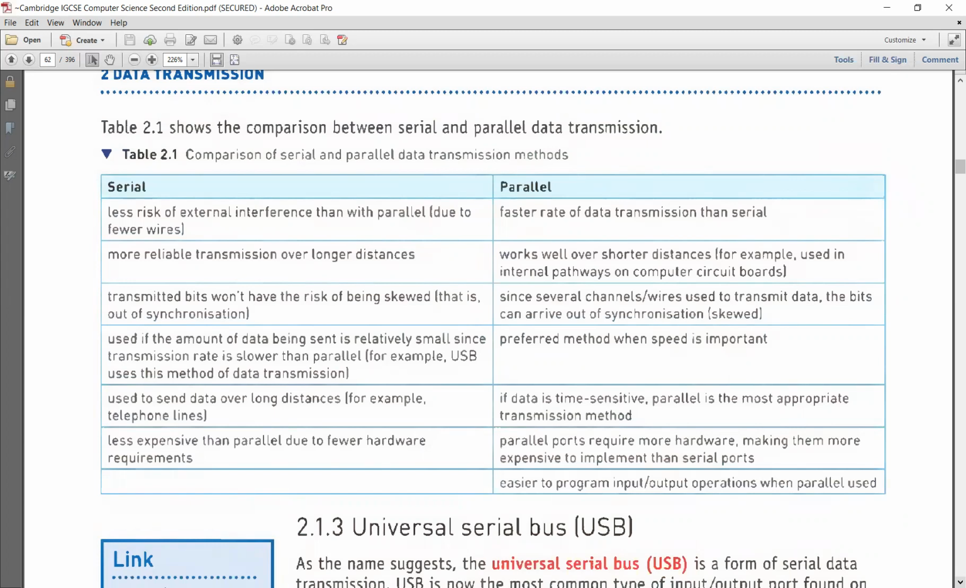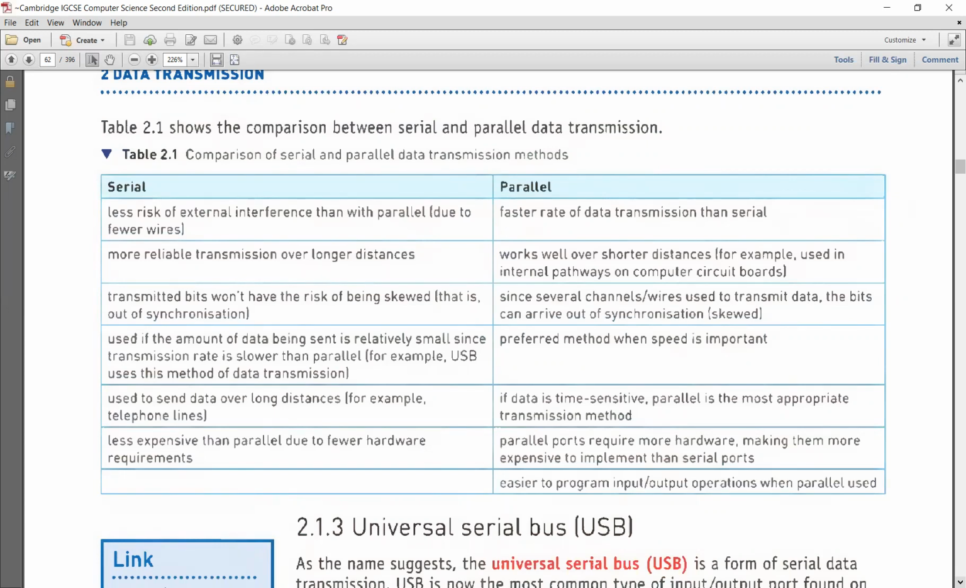Less risk is involved, more reliable transmission over longer distances with serial. Transmitted bits won't have the risk of being skewed. It is used when the amount of data being sent is relatively small. Used to send data over long distances, for example, telephone wires, and less expensive, as I talked about, because 1 wire is being used. On the contrary, parallel has a faster rate of transmission and works well over shorter distances.